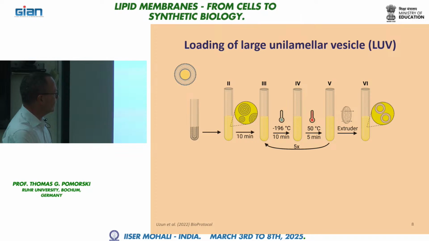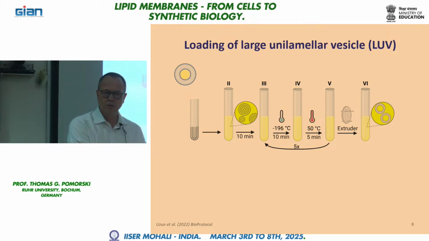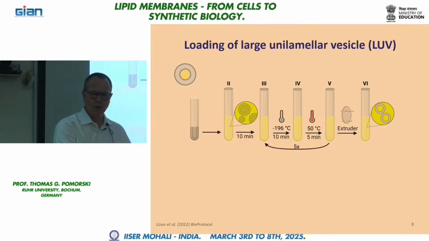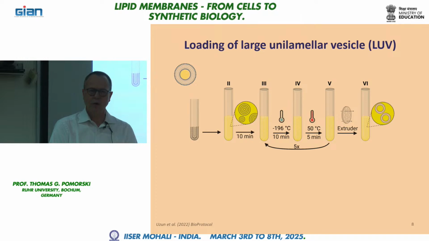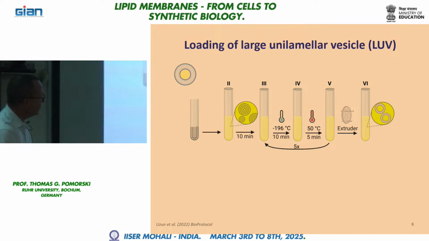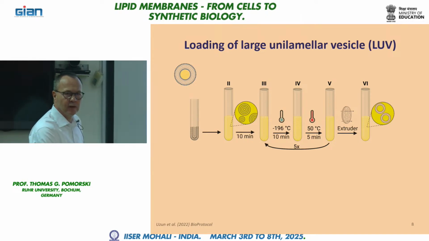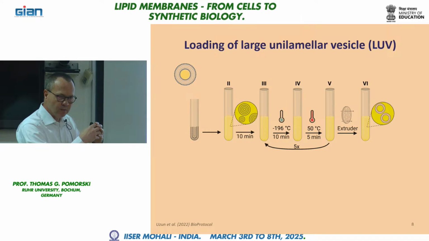So you would typically have something like dry ice or liquid nitrogen. Dry ice at minus 70 would also work. And then you can do a water bath, and you always change between the dry ice and the water bath, or the liquid nitrogen and the water bath. And then in the end, you extrude. What was the secret of the extrusion? You want to make vesicles of similar size. So you want to remove these multivesicular vesicles, and remove all the different sizes and unify them.